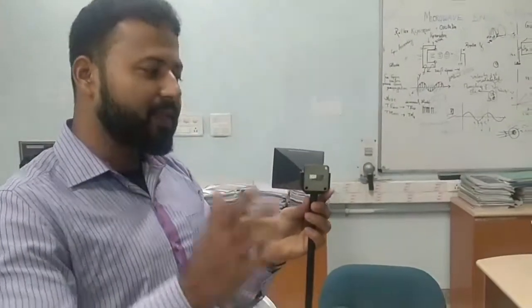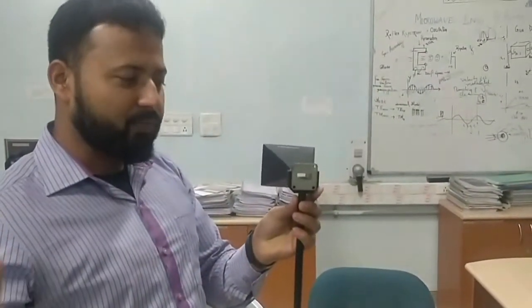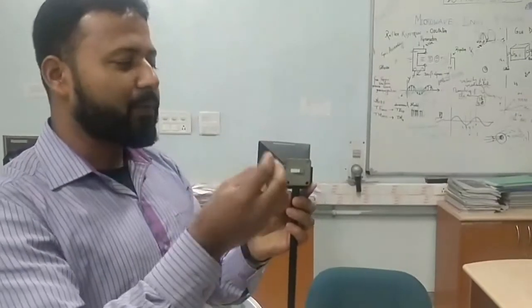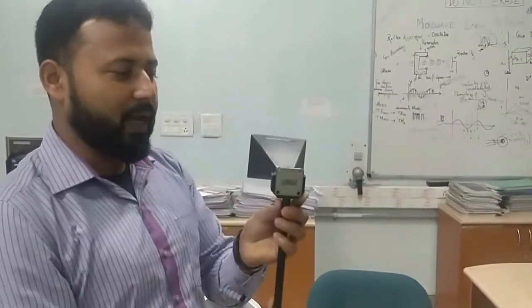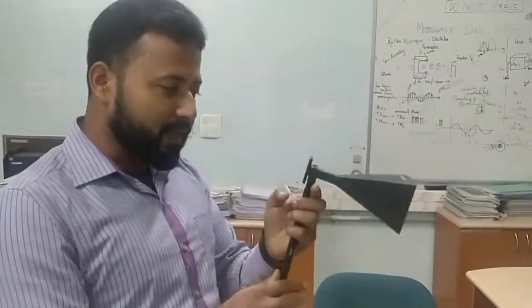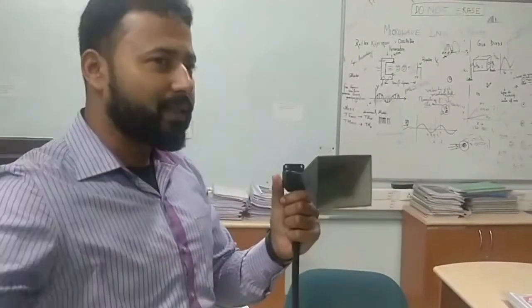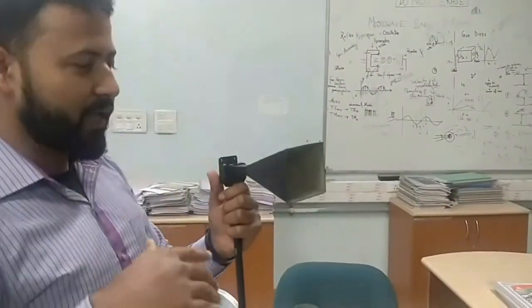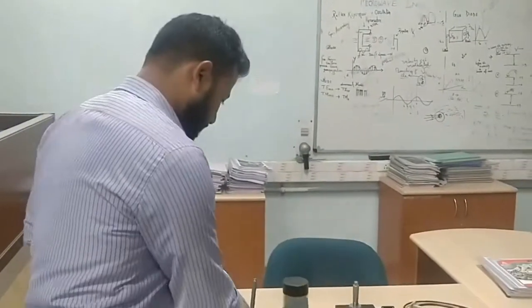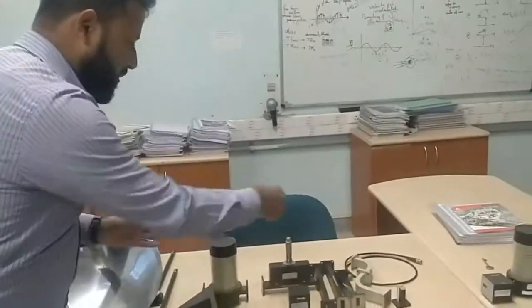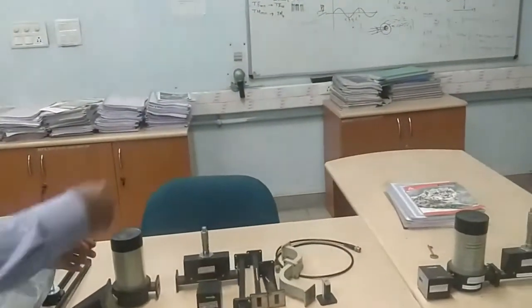Obviously, there is some microwave source from which we give the signal, and we connect this signal to this antenna. We propagate the signal through this antenna to some other receiver, and we take out that signal from the receiver. These are the basic components which we are supposed to use.